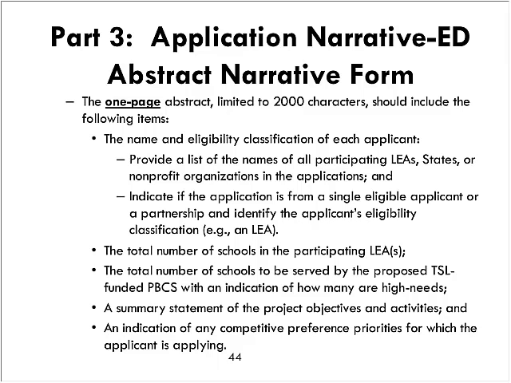It should tell us the name and eligibility classification of each applicant. It should also provide a list of the names of all participating LEAs, states, and nonprofit organizations that are included in the application. It should indicate if the application is from a single eligible applicant or a partnership. In that, we should also know the total number of schools that are participating, the total number of schools that are to be served by the TSL-funded PBCS, and also how many of those schools are high needs. The abstract should also include a summary statement of the project objectives and activities, and an indication of any competitive preference priorities for which the applicant is applying, so we can flag those early on.